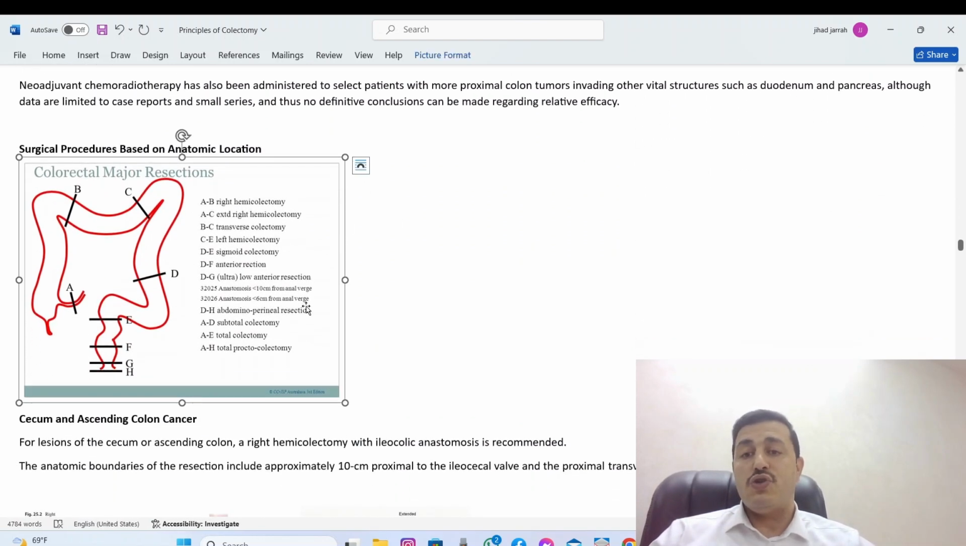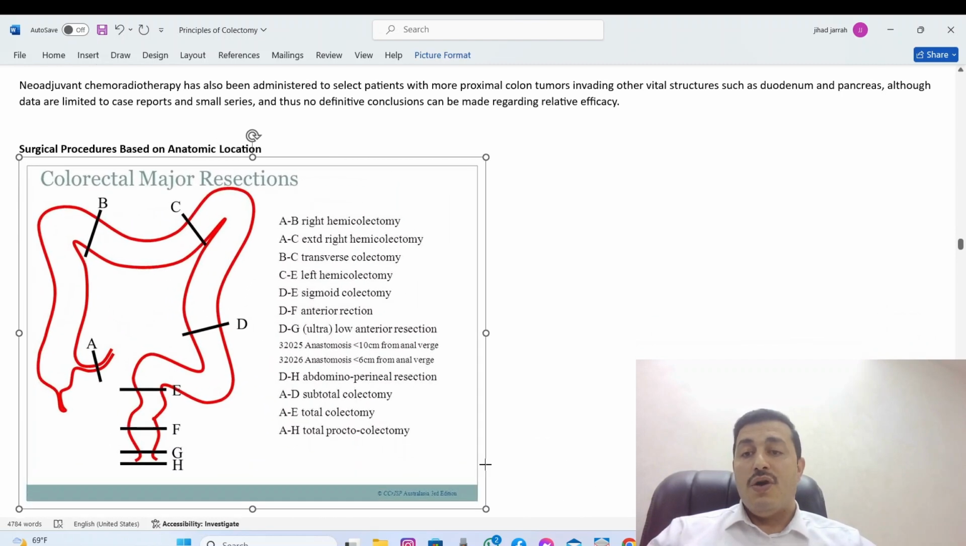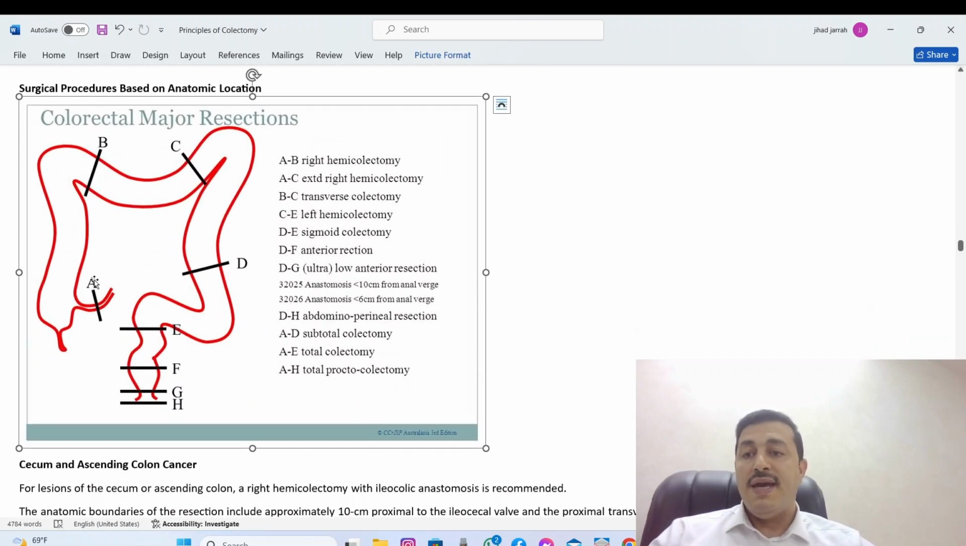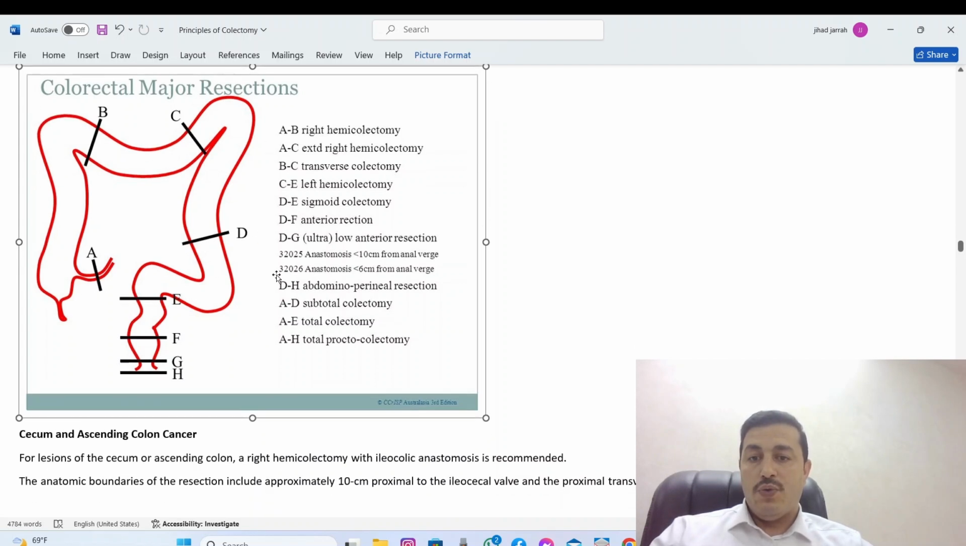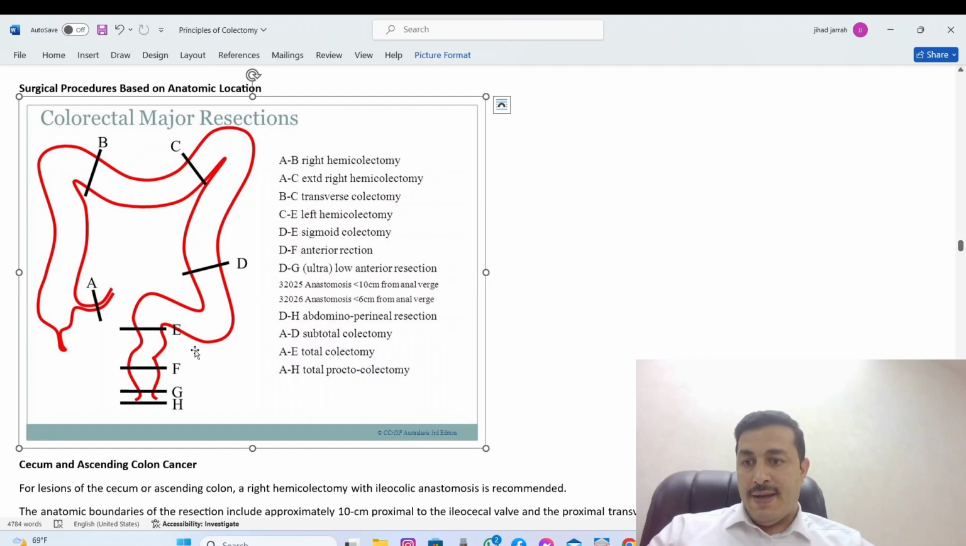This is just a picture that shows you the terminology of the colectomies. For example, let's see A to P. This is right hemicolectomy. We will see in the next few minutes what right hemicolectomy versus extended right hemicolectomy is, from A to C. And we have transverse colectomy, P to C. We have left hemicolectomy, C to E. We have sigmoid, D to E. Actually, we will discuss all of these in brief in the next few minutes.